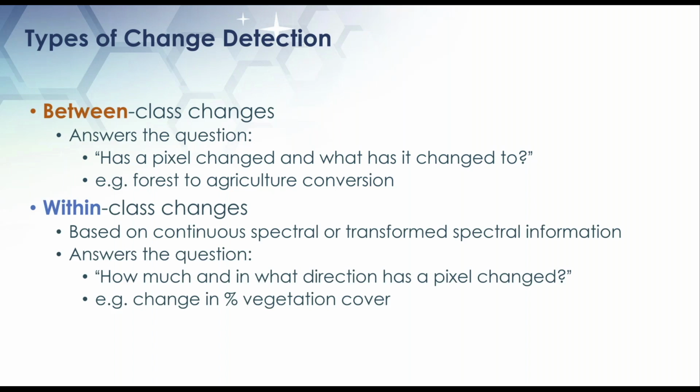Within class changes are a little more subtle. They're based on continuous spectral or transformed spectral information, and answer the question, how much and in what direction has a pixel changed? So has there been a change, for example, in percent vegetation cover? As you can tell, that's a much more subtle change, and also can be a little bit more challenging.